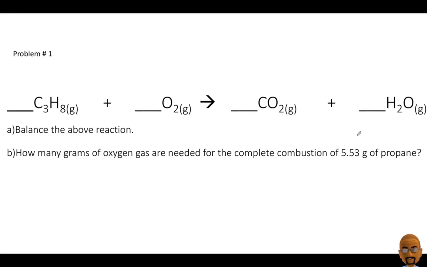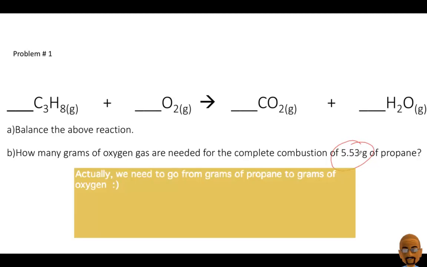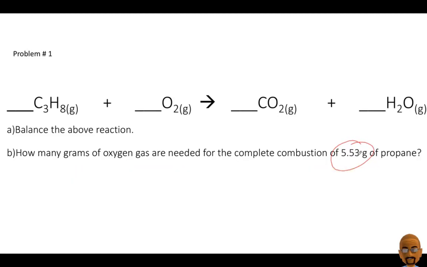And I see that we're given 5.53 grams of propane. So we need to go from grams of propane to grams of oxygen. But before we do that, we have to make sure the equation's balanced. So I'll just go ahead and balance it for you. Remember that when we are trying to balance combustion reactions, it's always best to leave the oxygens for last.